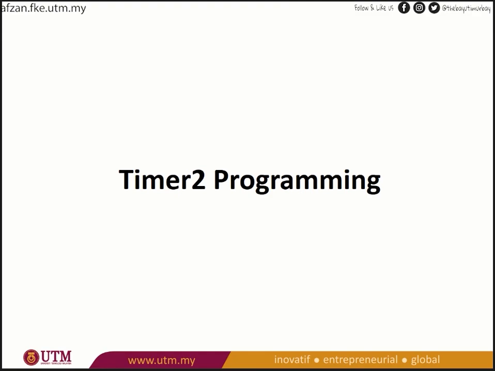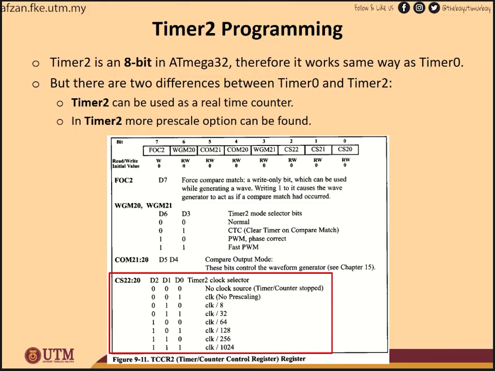Since the timer 2 is an 8-bit timer in Atmega, it works the same way as timer 0. So the way you're going to write your program is similar to your timer 0 programming. Okay, so you just follow the steps, and then you can do your timer 2 programming. But there are two differences between timer 0 and timer 2: timer 2 can be used as a real time counter, and in timer 2, more prescale options can be found. Okay, that is the difference between timer 0 and timer 2.